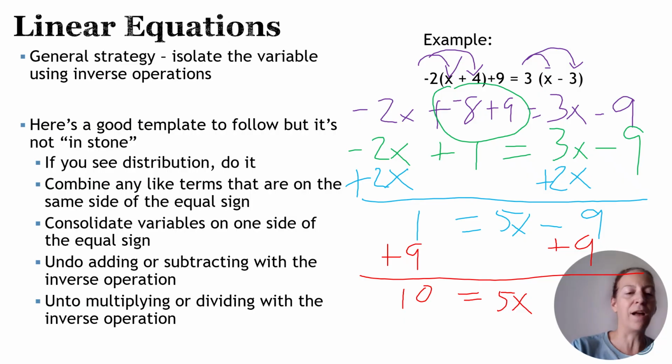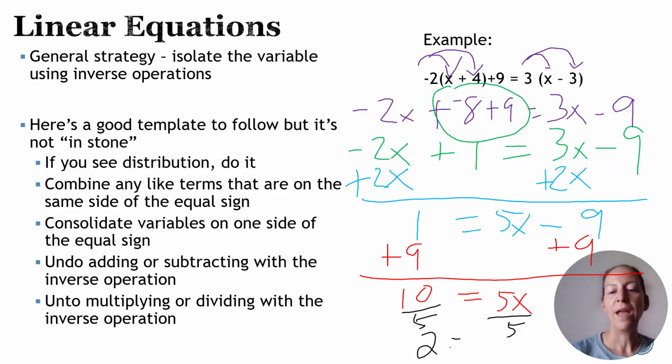And last but not least, undo any multiplication or division with the inverse operation. I have 5 times X, and I can undo 5 times X with division. So we'll divide both sides by 5. 10 divided by 5 is 2. And 5 divided by 5 is 1. So the reason those cancel is because 5 divided by 5 is 1. And then you're left with 1x, which we can just write as x. And there is my solution.